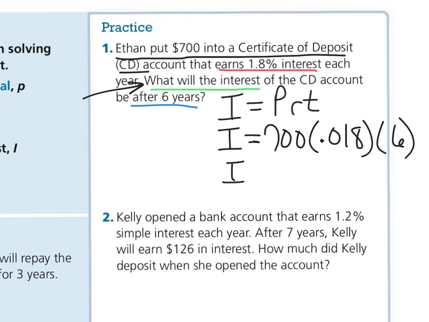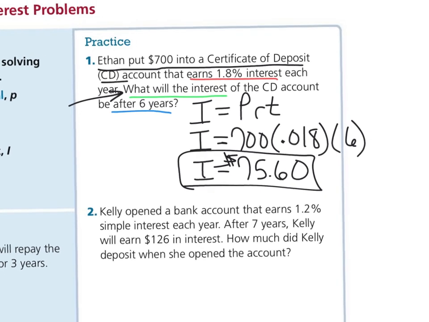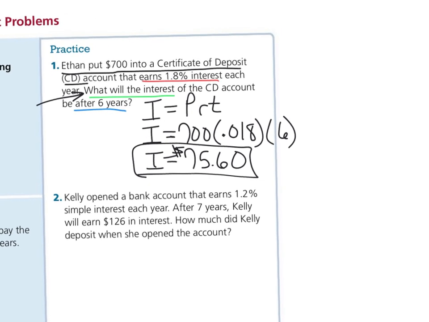On this one then, the I is already by itself. It's just a matter of simplifying the other side of the equation. So you can just multiply those together. So if you multiply those together, you should get 75.6. Add a 0 on the end. That means interest would be $75.60.